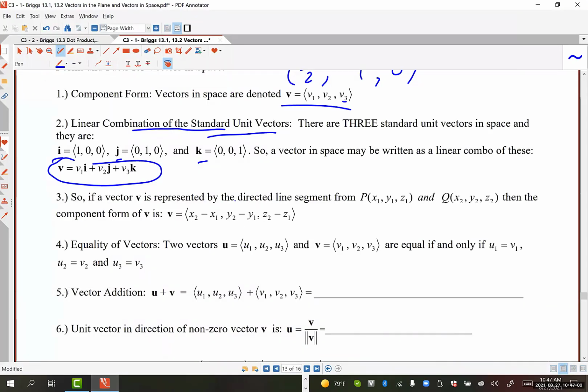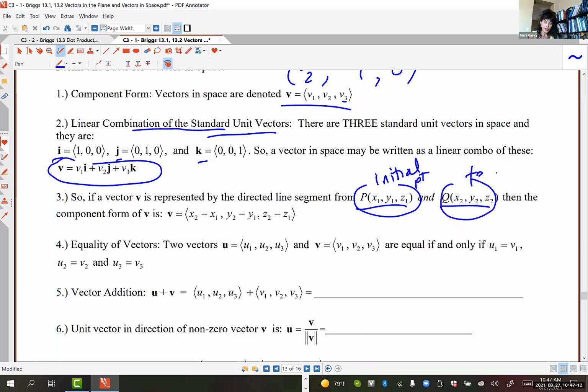Yep. So let's say you're given 2 points in 3D. So let's say the initial point was P with coordinates x1, y1, z1. And let's say your terminal point was called Q with coordinates x2, y2, z2. If you were trying to form the vector PQ, and remember order matters, you'll go terminal minus initial, terminal minus initial, terminal minus initial.